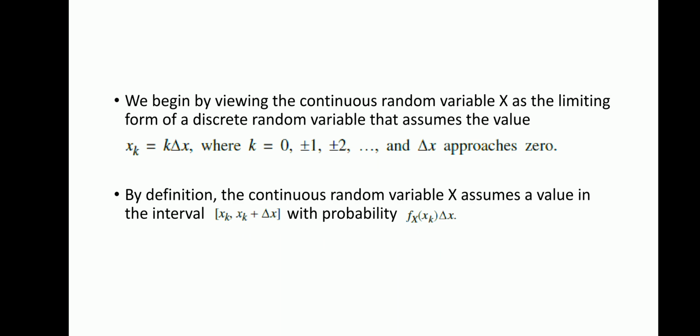Now we can see how we derive this expression. For that we take our continuous random variable x as the limiting form of a discrete random variable, and we assign xk equal to k into delta x. Our aim is to derive the differential entropy expression, so we take the continuous random variable x as the limiting case of a discrete random variable in such a way that one symbol xk is equal to k delta x, where k may be 0, plus or minus 1, plus or minus 2, etc., and delta x tends to 0.